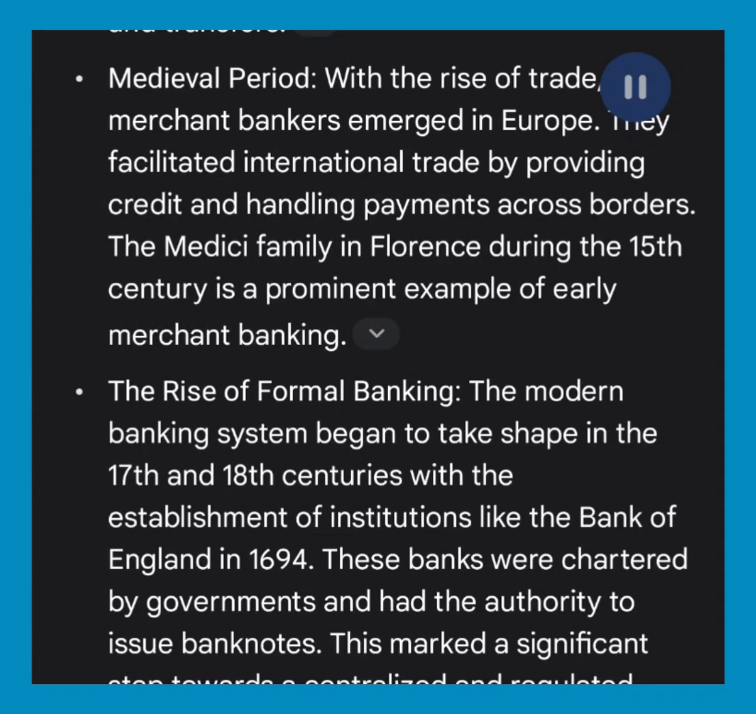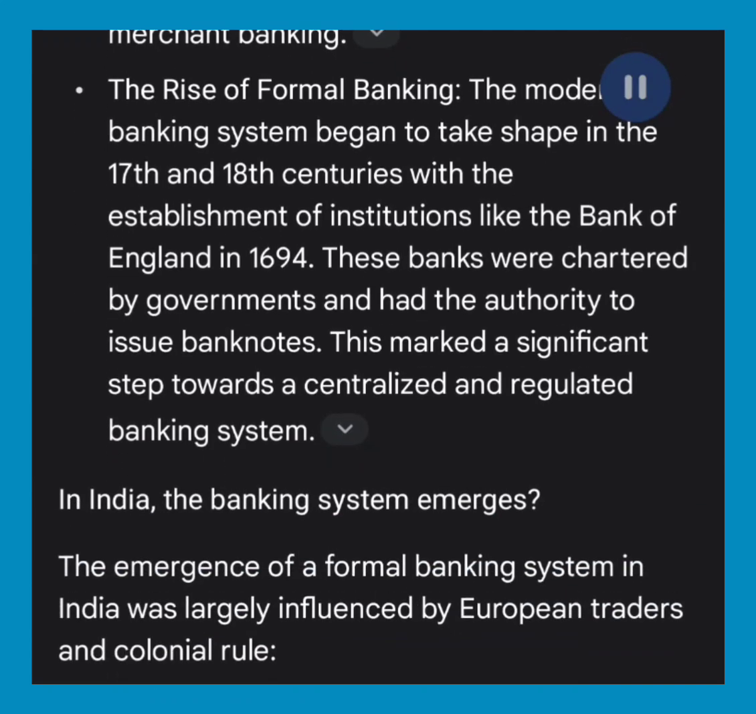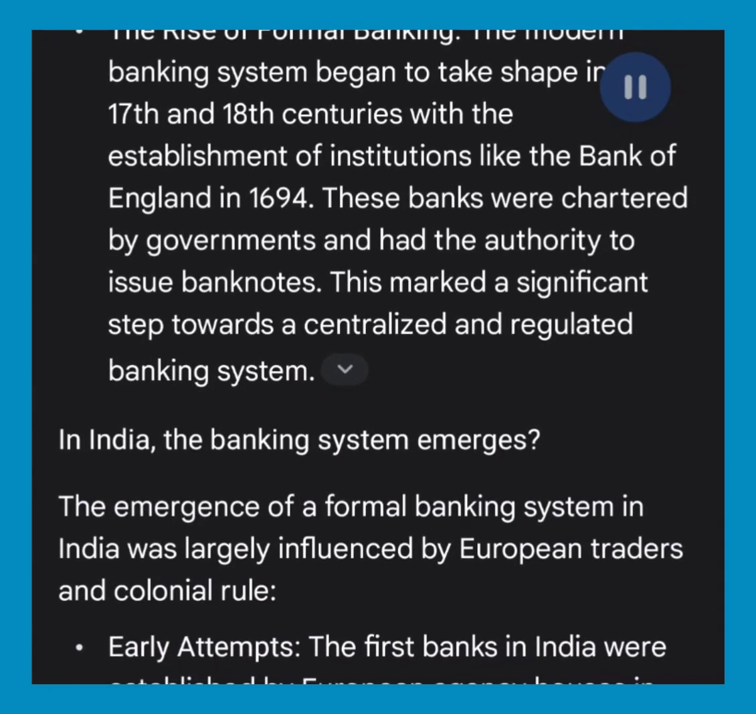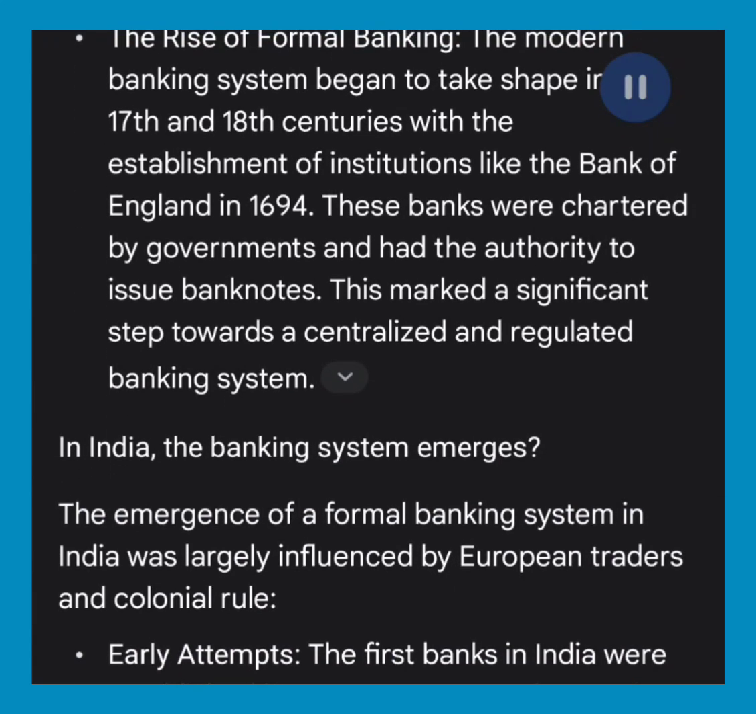The rise of formal banking. The modern banking system began to take shape in the 17th and 18th centuries with the establishment of institutions like the Bank of England in 1694. These banks were chartered by governments and had the authority to issue banknotes. This marked a significant step towards a centralized and regulated banking system.